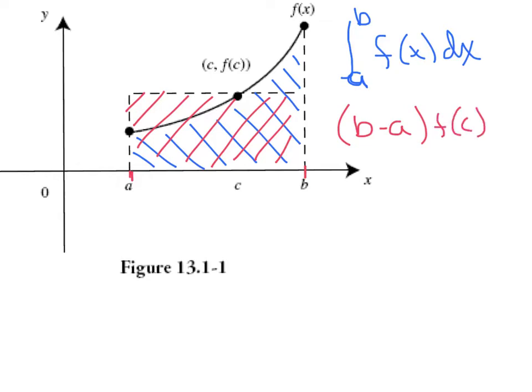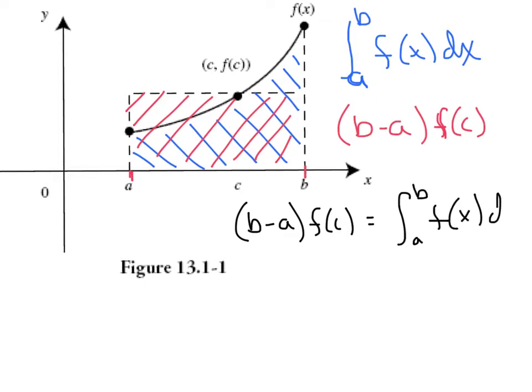All right, so here's the deal. We know that those two areas have to be equal. It's almost like you took the blue region and melted it just enough so that you could reshape it into the size of that rectangle. So we know that those two things are equal. So we know b minus a times f of c equals the integral from a to b of f of x dx. Now the key is I want to solve for f of c.